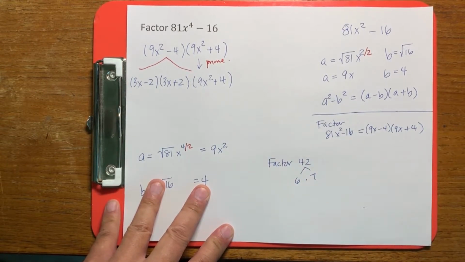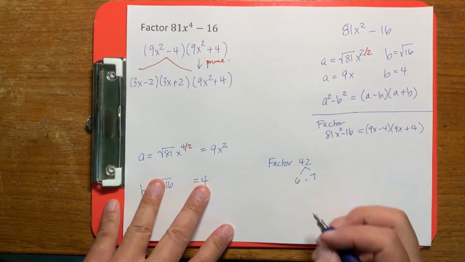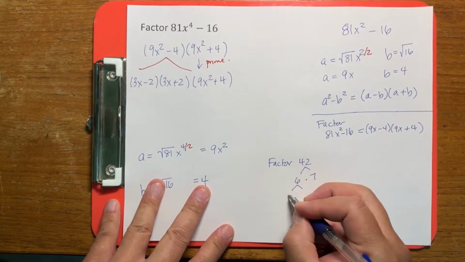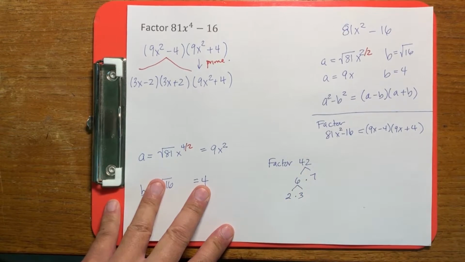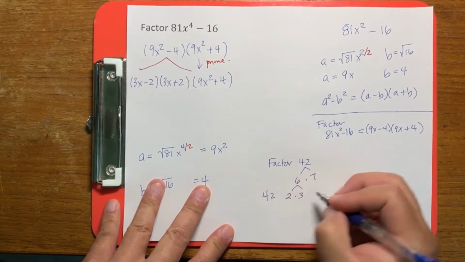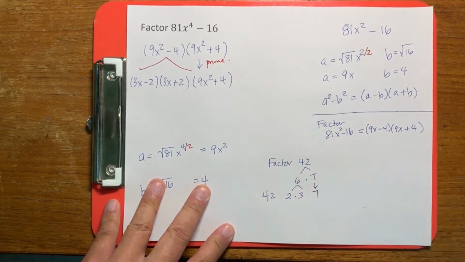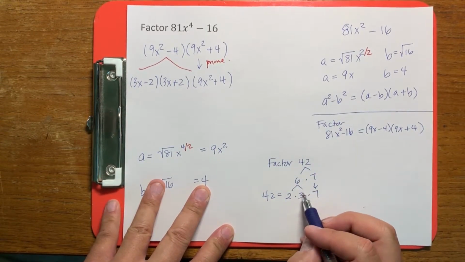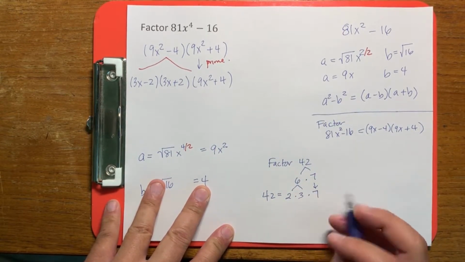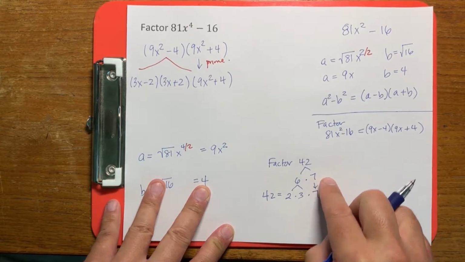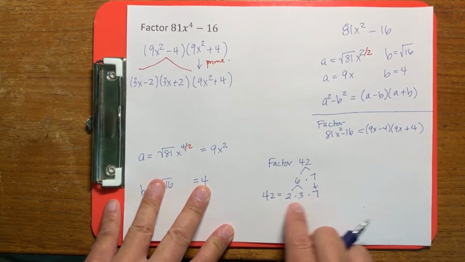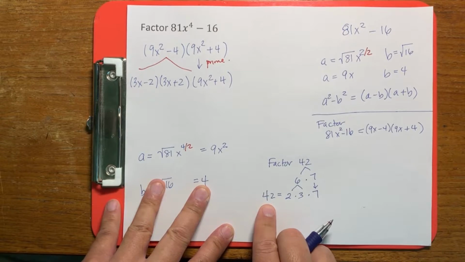I go, that's nice. Go all the way down to prime factors. And you'd say, well, 6 is equal to 2 times 3. Now, in order to get 42, you still have to bring down that 7, right? 42 is equal to this 2 times 3 times 7. Even though 7 is prime, it's still part of the factorization of 42.